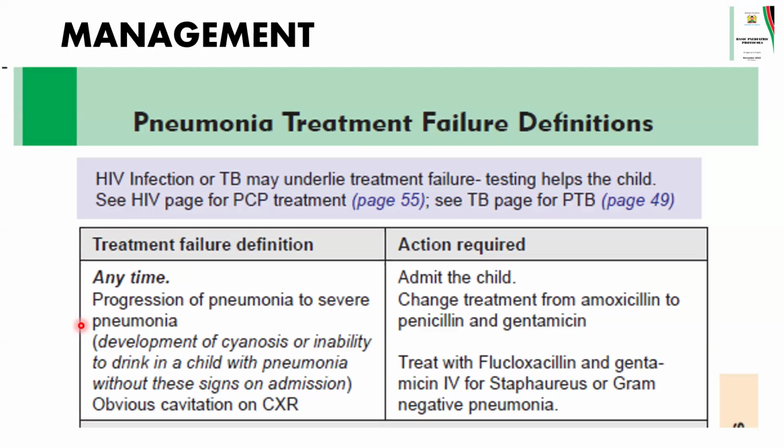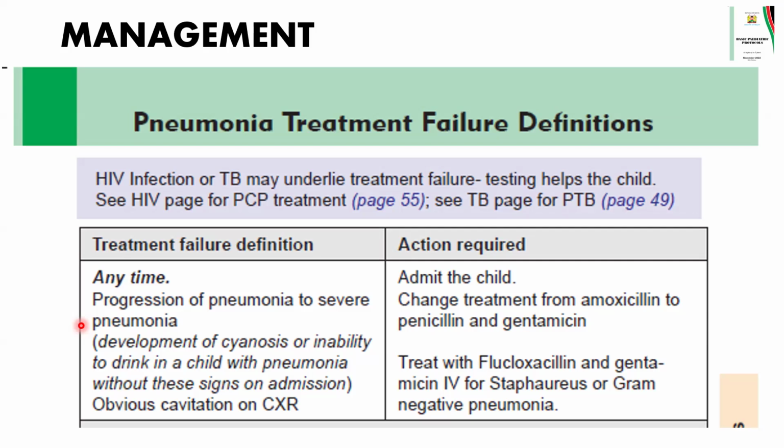So there's pneumonia treatment failure, and there are various definitions according to the basic pediatric protocol. First and foremost, before you even consider that it's treatment failure, you need to ensure whether there is HIV infection or TB that may underlie treatment failure, and testing is important for that child because you may be treating the wrong thing. In HIV, pneumocystis is a key player in pneumonia, and TB has a specific protocol of its own, which I guess will be covered on a different day, treated with anti-TB drugs.